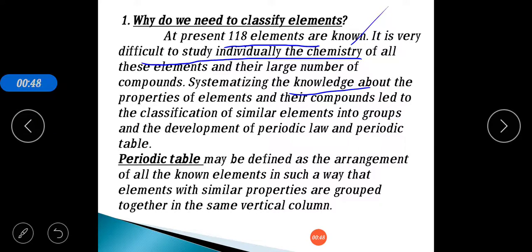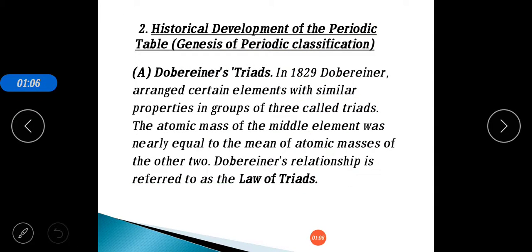Periodic table may be defined as the arrangement of all the known elements in such a way that the elements with similar properties are grouped together in the same vertical column. Historical development of periodic table. Genesis of periodic table.